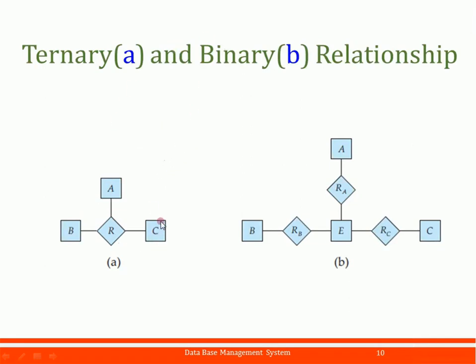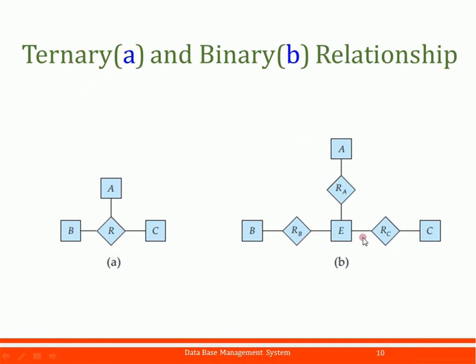Here is the pictorial representation of ternary relationship and binary relationship. Consider the case here. R is the relationship which is represented inside a diamond symbol, and we have entities A, B and C which participate in the same relationship. For example, instructor, student, project. So here three entities are involved in this particular relationship. It is called a ternary relationship.